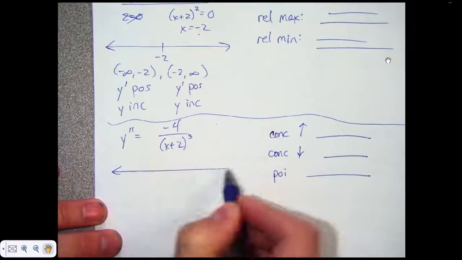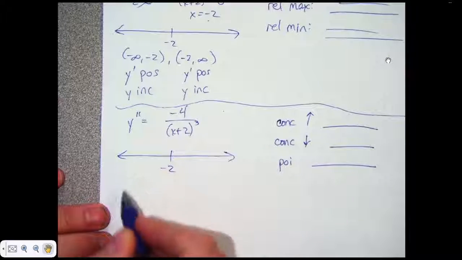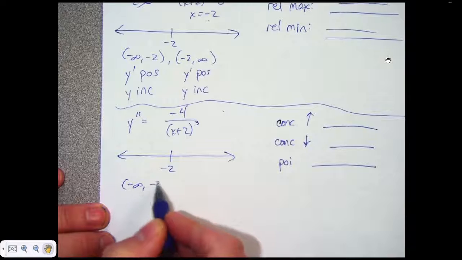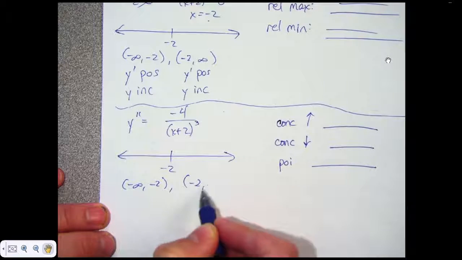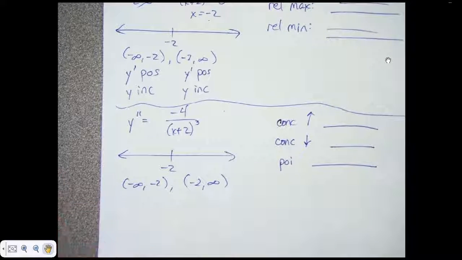So I'm setting up my number line. Still going -infinity to -2, and -2 to infinity. Now plugging back into which level? Second derivative, because that's where I am. And what does the second derivative tell me about?